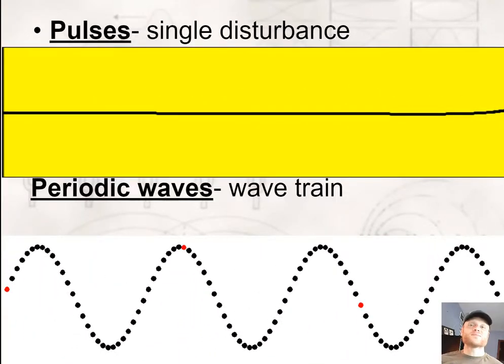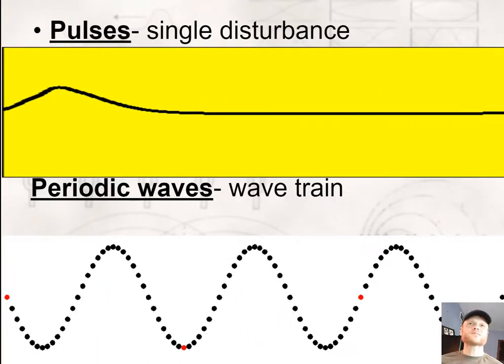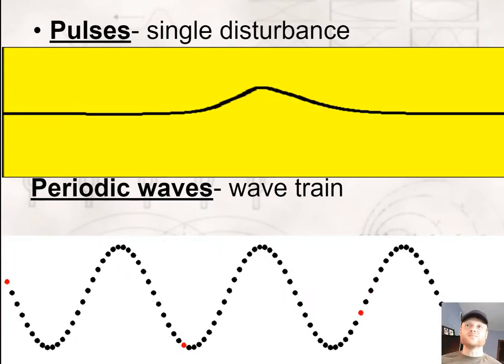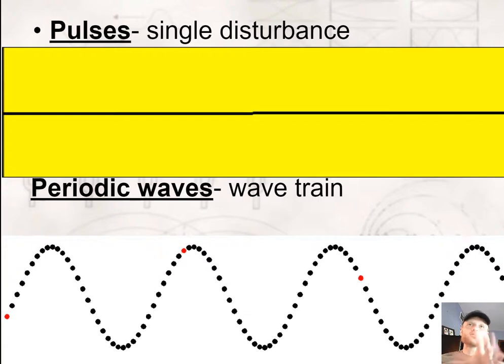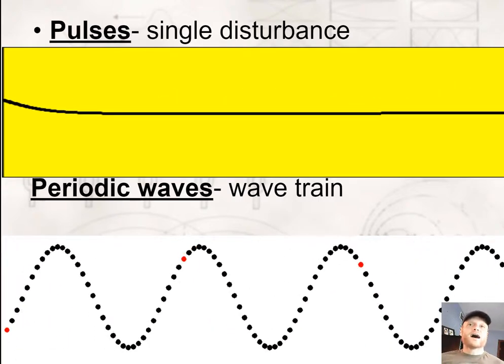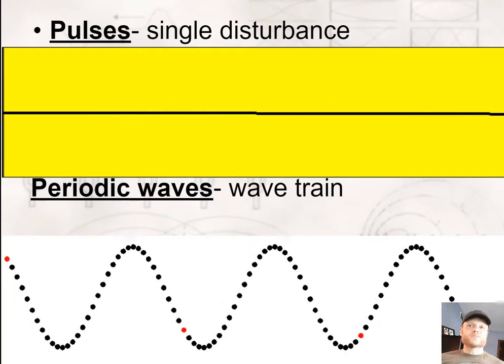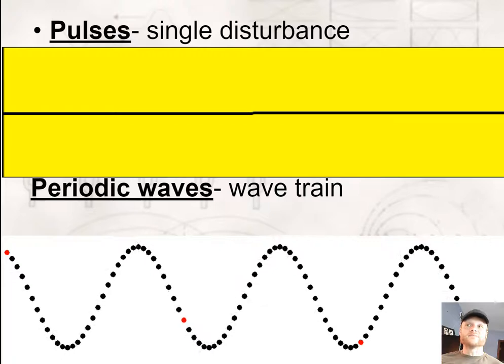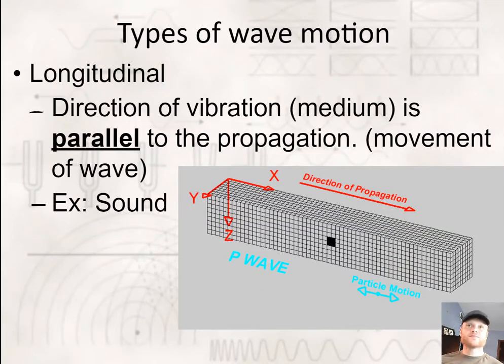There's two different ways that we can describe a wave. One is called a pulse, and a pulse is just one single disturbance, which you can see in this image here. It's just one push of energy through whatever medium it's traveling through. A periodic wave is what we call a wave train, where it's continually happening over and over again. It's repeating itself.